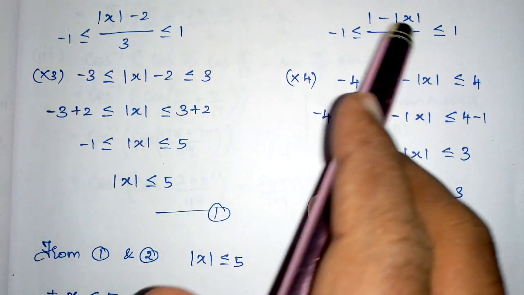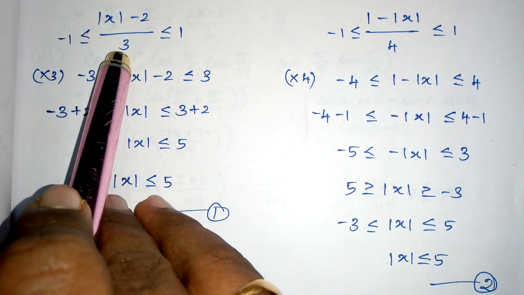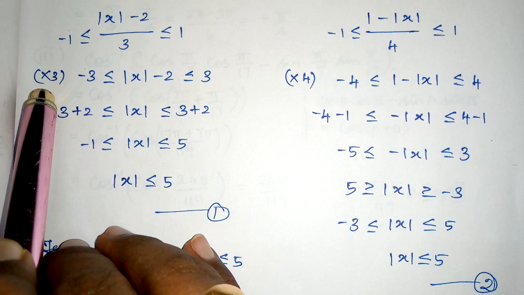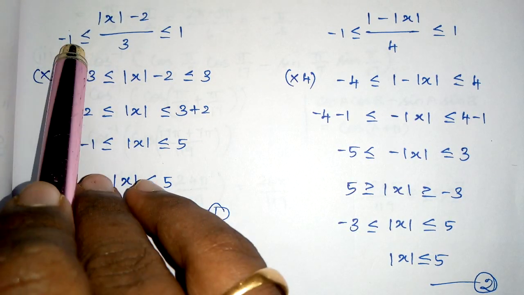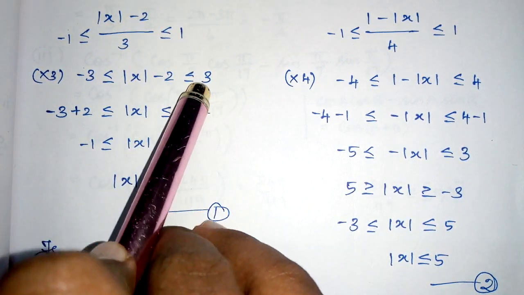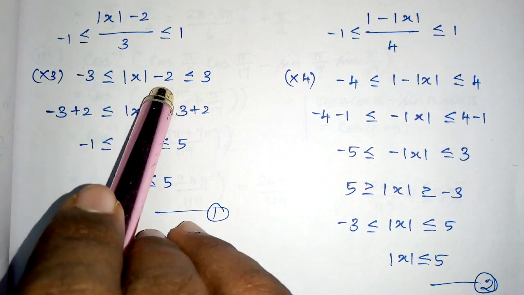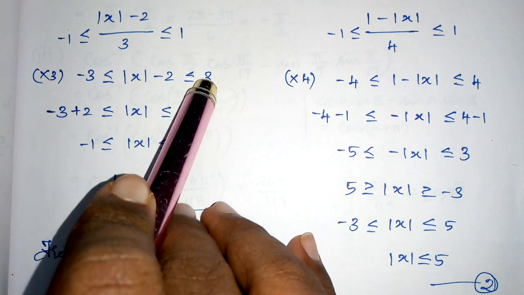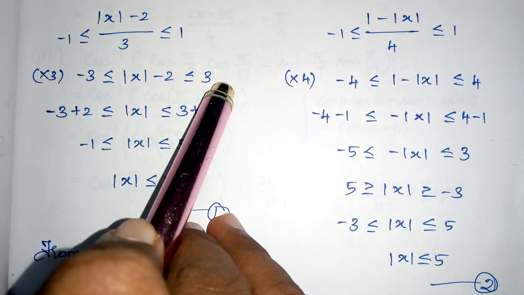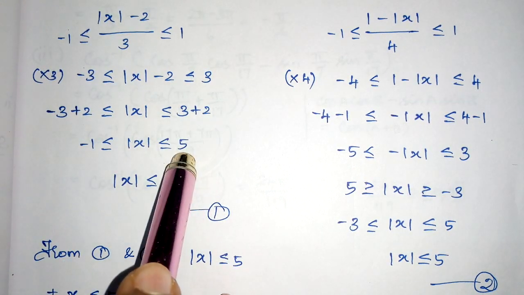Okay, now it is substituted. Now you see here I want to find the value of x, so I have to remove this 3. To remove this 3 I have to multiply this inequality by 3. So multiplying by 3, -1 into 3 is -3. Here the 3 will be cancelled, and here 1 into 3 is 3. Now I have to take this -2, so I have to add 2 throughout this inequality. So -3 plus 2, and here if I add 2 it becomes 0, so I didn't write it. So 3 plus 2 is written. So -3 plus 2 is -1, 3 plus 2 is 5.